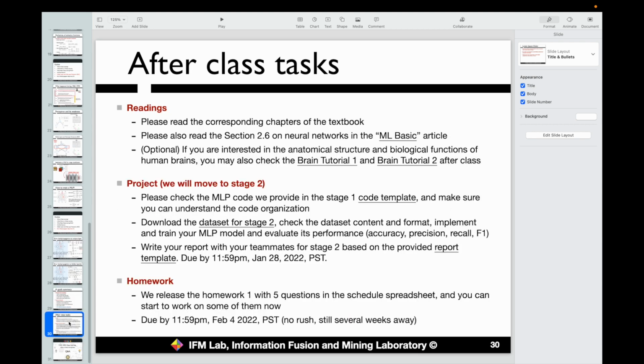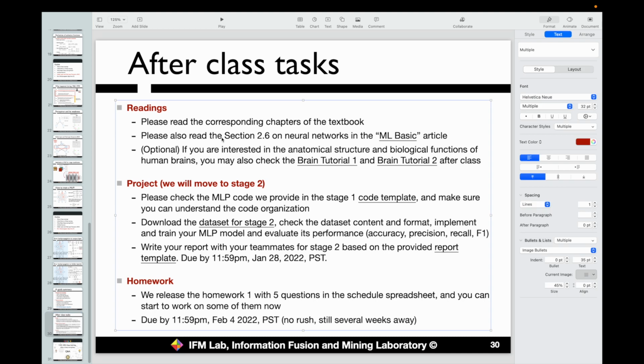And we have some after-class tasks for you to do. First, for the readings, please read the corresponding chapters of the textbook, and also please read section 2.6 on neural nets in the Machine Learning Basics article. We also have some optional reading assignments if you have time. If you are interested in the structure as well as the biological function of the brain, you may refer to brain tutorial 1 and tutorial 2 after class. If you don't have time, then you don't need to read them because they are actually very long.